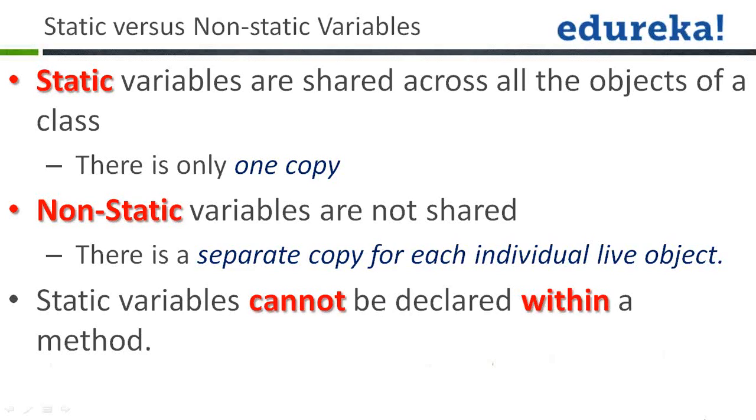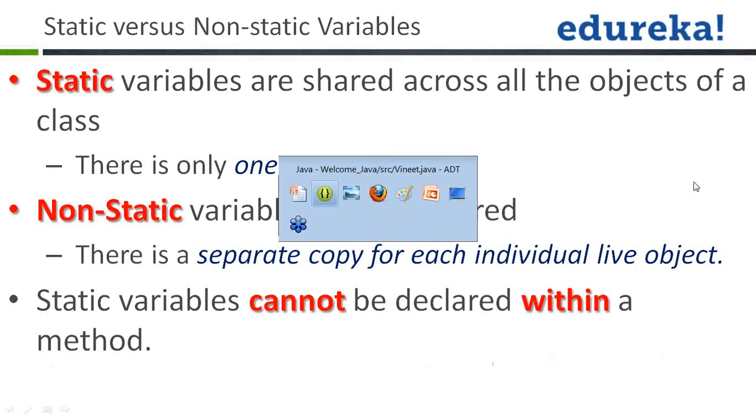Okay, I receive all the yeses. And what is the non-static variable? These are not shared. That means there's a separate copy for each individual variable. Now static variables cannot be declared within a method. There is a condition with static variables. You'll have to declare them globally. They cannot be present within a method.